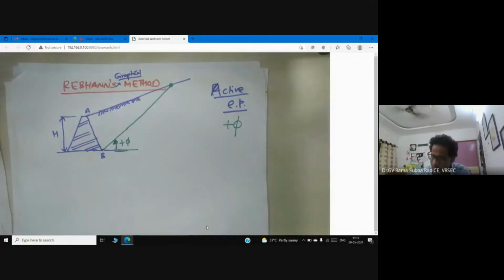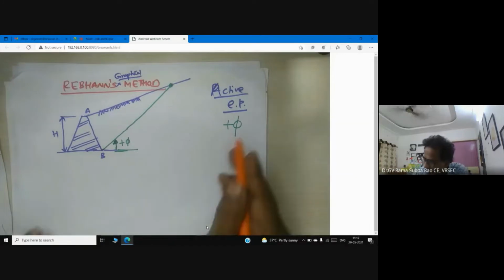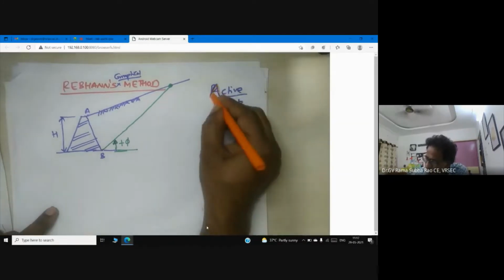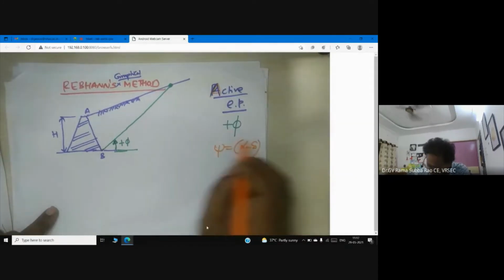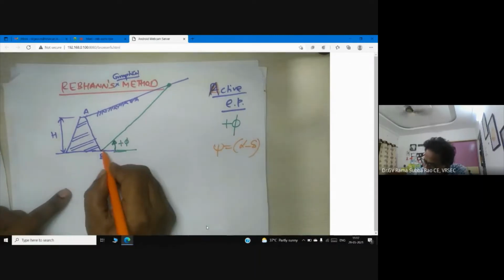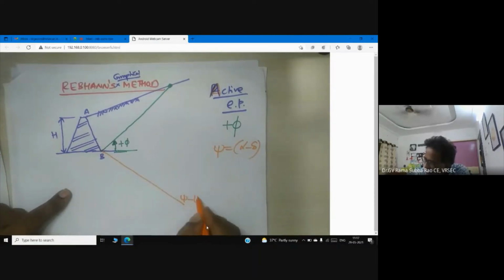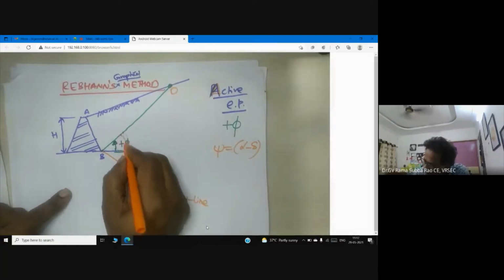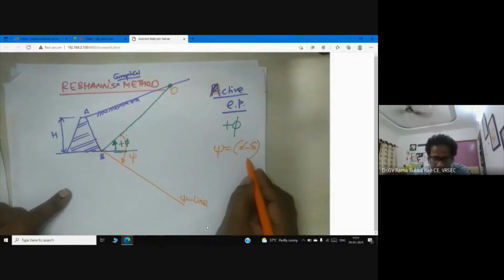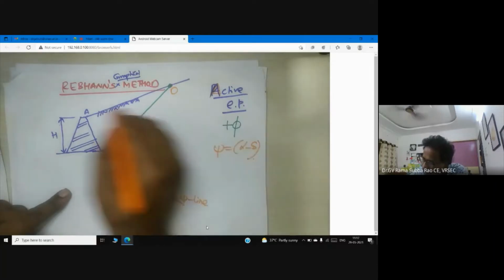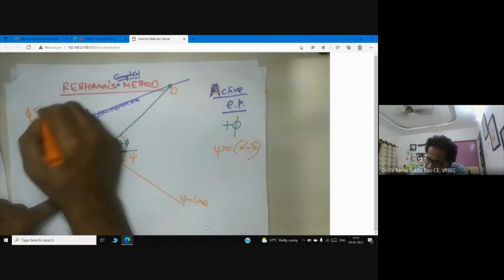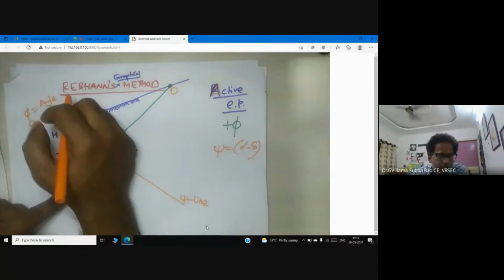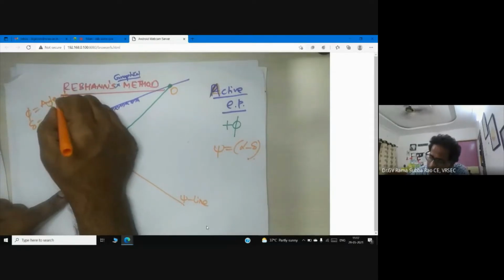Now what do I have to do? I need to draw the psi line. Can anyone tell me what the angle of psi is? In case of active, alpha minus delta. So without any hesitation, let me draw a line. What is this line? The psi line. What is the angle from BD? Psi, which is equal to alpha minus delta. Now please remember that here phi means the angle of internal friction between the particles of soil.